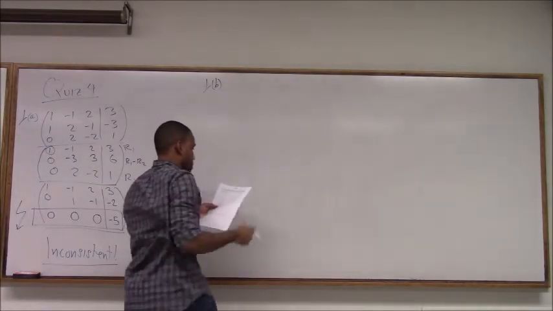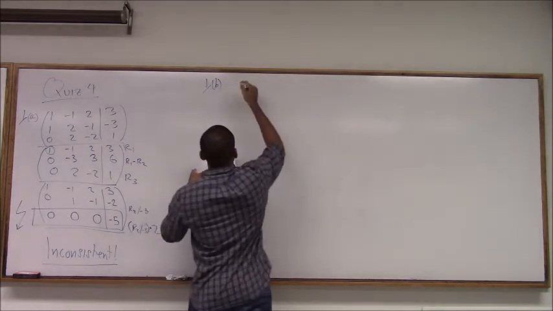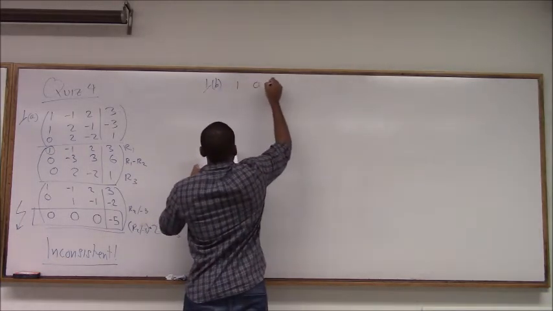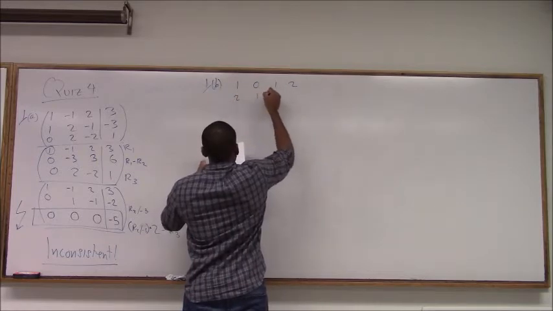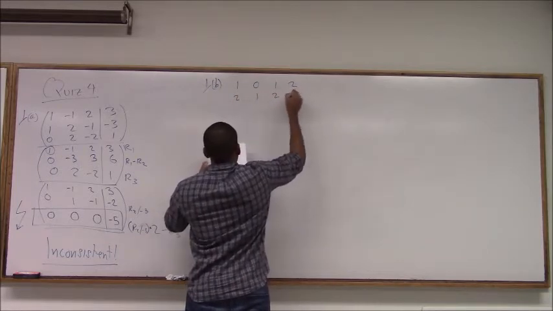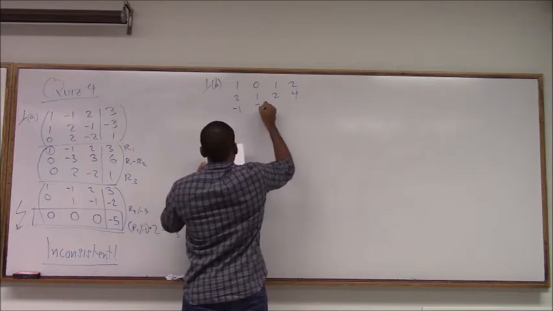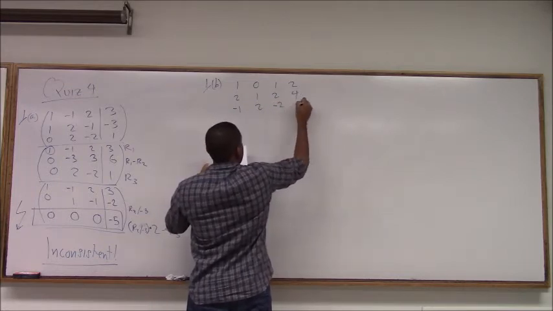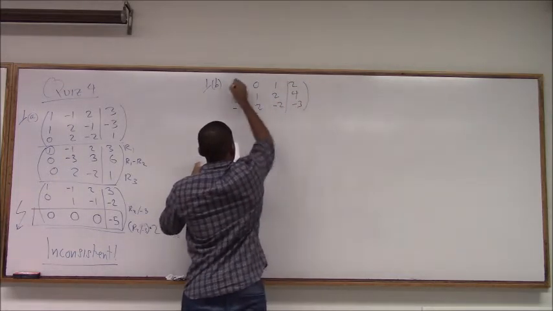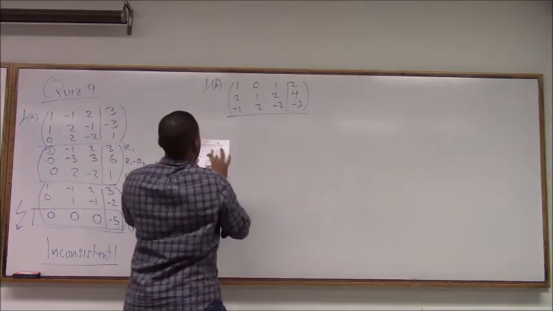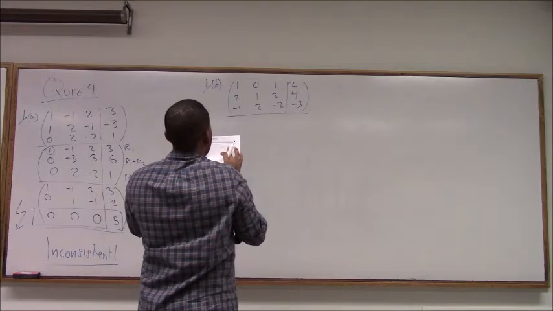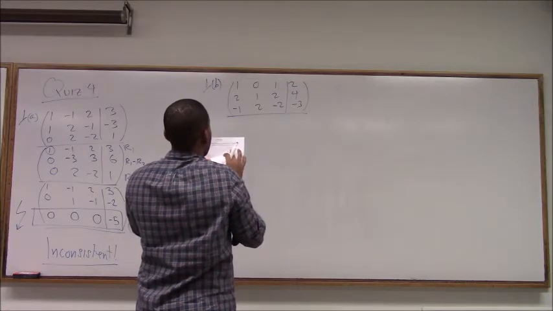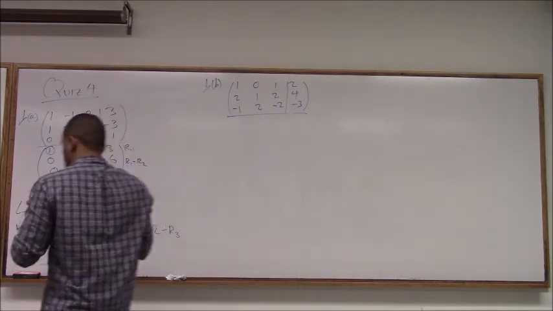1b. Another system, so write down the augmented form: 1, 0, 1, 2, 2, 1, 2, 4, minus 1, 2, minus 2, minus 3. Okay, so that was the guy.